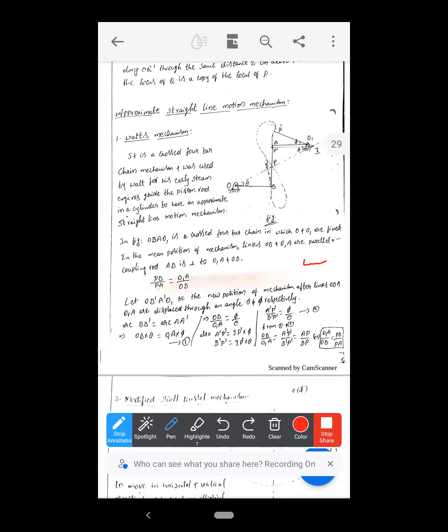In the mean position of the mechanism, links OB and O1A are parallel. Observe that OB and O1A both are parallel, and the coupling rod AB is perpendicular to O1A and OB. So that is how they are arranged here: O and O1 are fixed, OB and O1A are parallel, and AB is a coupling rod, which is perpendicular to OB and O1A.